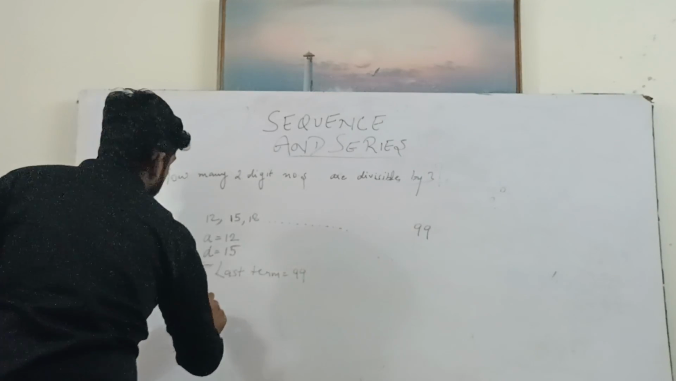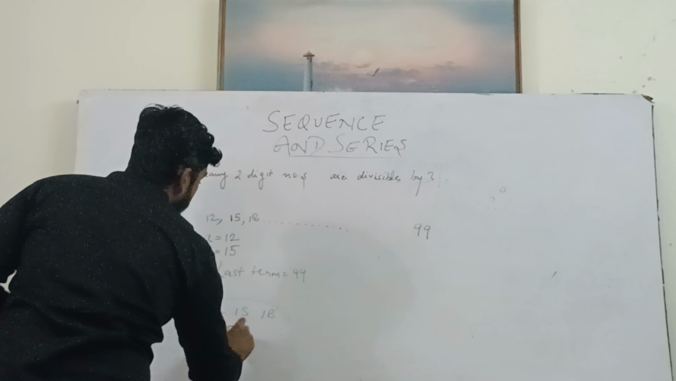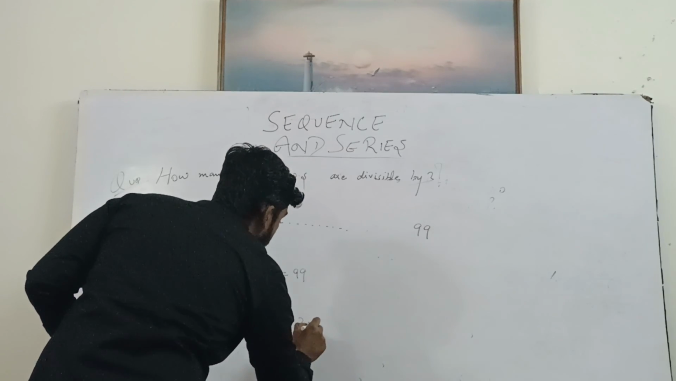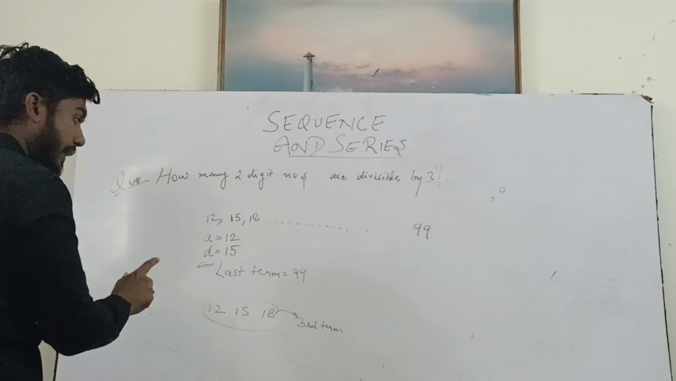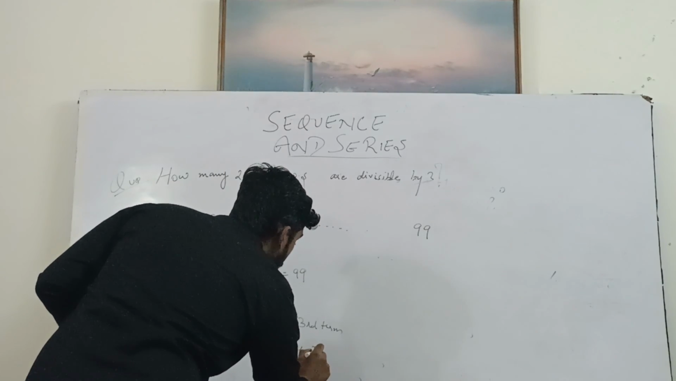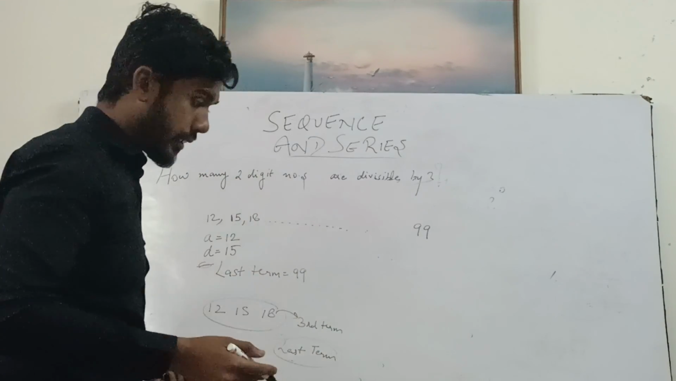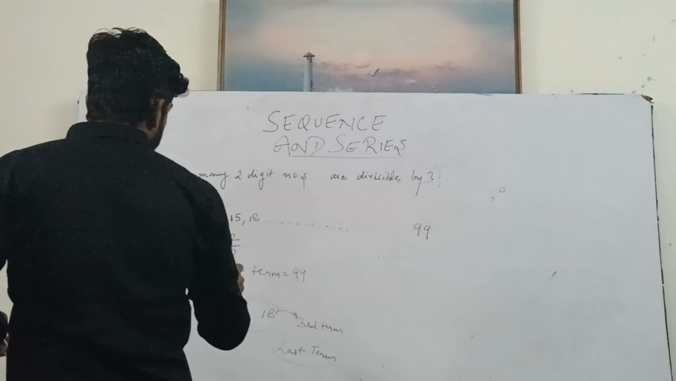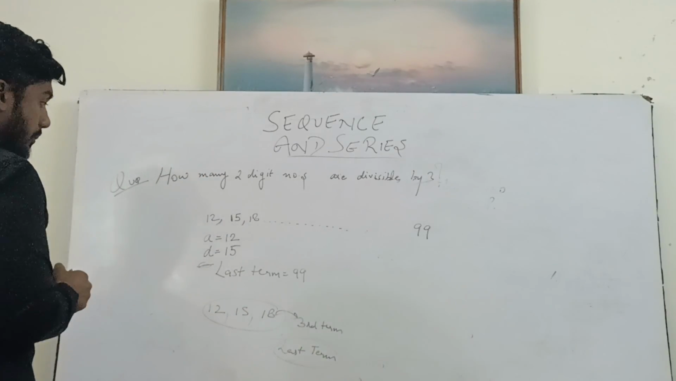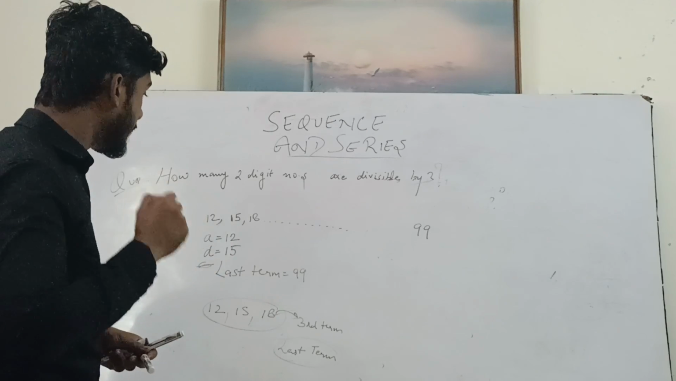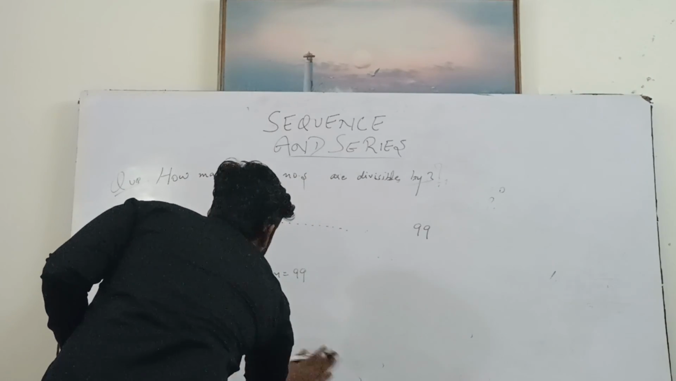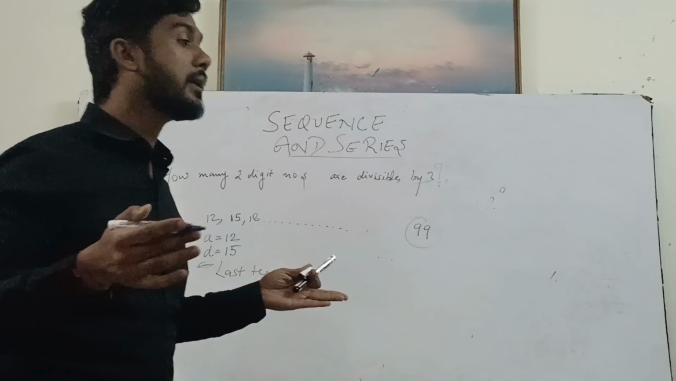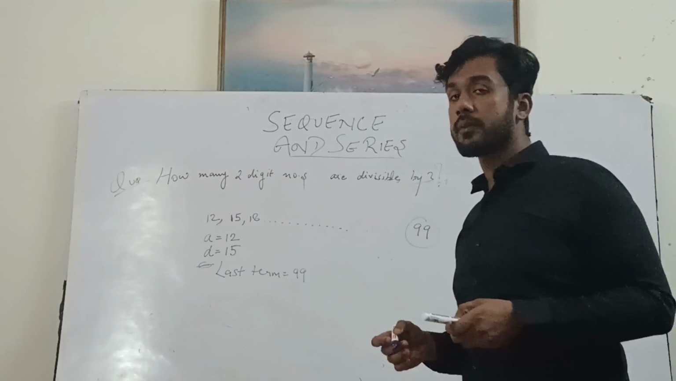अच्छा, सपोज एक एपी है 12, 15, 18, ठीक, इसमें लास्ट टर्म क्या है? 18, मतलब 18 कौन सा टर्म है? थर्ड टर्म, और 18 ही लास्ट टर्म भी है। तो अगर हम पता कर लें कि लास्ट टर्म कौन सा टर्म है, is it first, is it second, is it third, is it fourth, तो हम बता देंगे कि कितने टोटल टर्म्स हैं। इस 12, 15, 18 में कितने टर्म्स हैं? 3। तो अगर हम पता कर लें कि 99 कौन सा टर्म है, then we can calculate the number of terms in an AP.